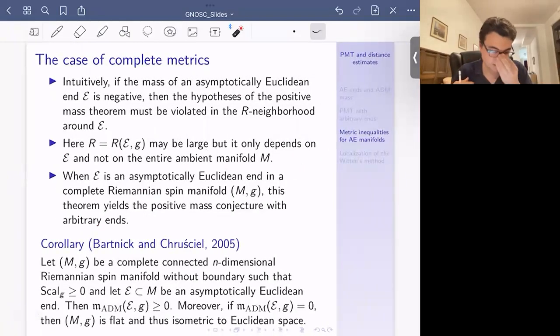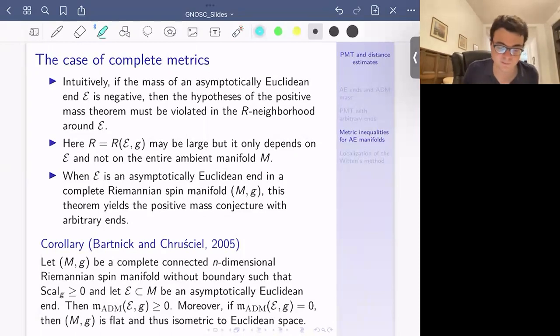And then from this, the idea here is the following. First of all, the main example is the Schwarzschild space of negative mass. The intuition is that if you start with something with negative mass, then the hypothesis of the positive mass theorem must be violated in the R neighborhood around E, where R depends on the geometry.